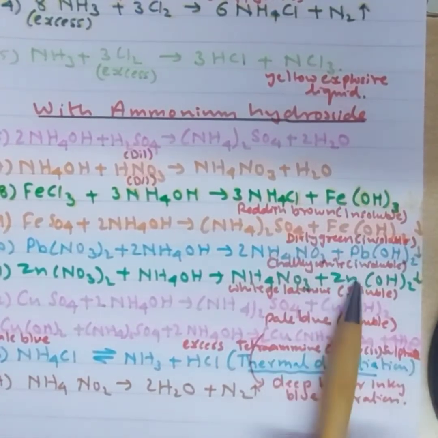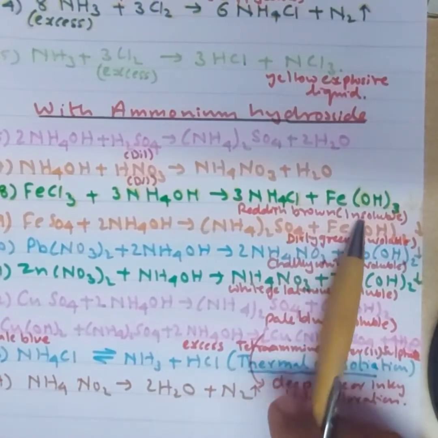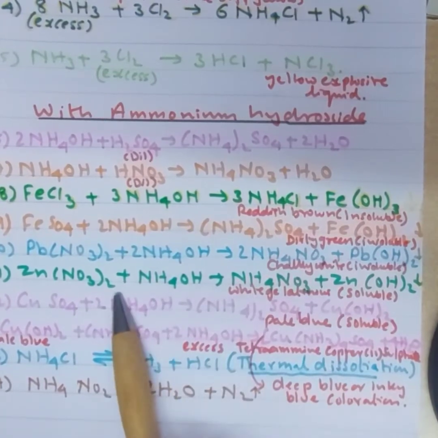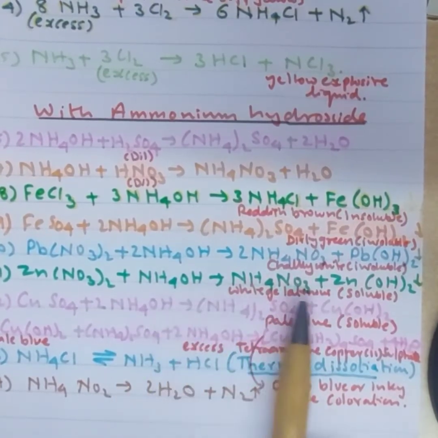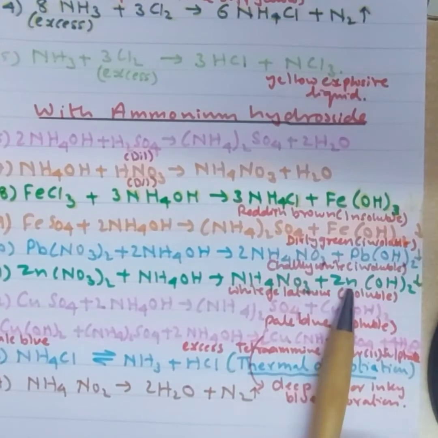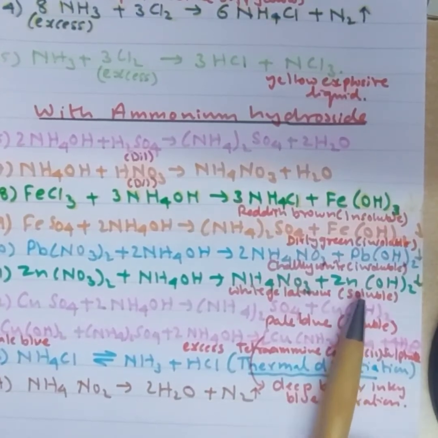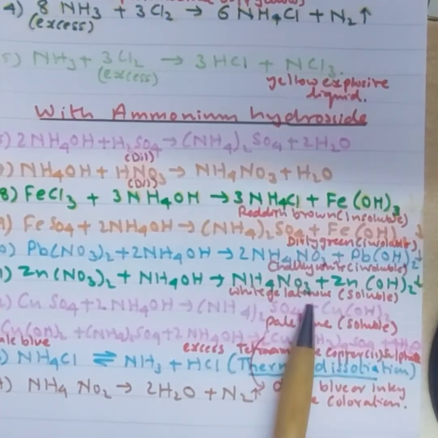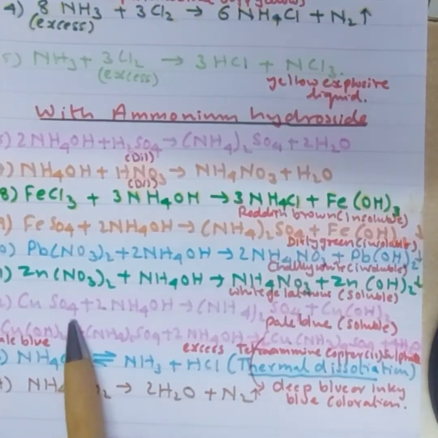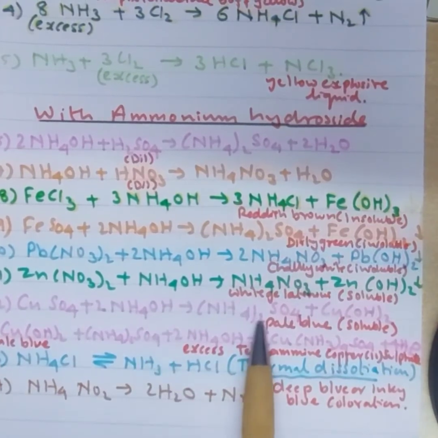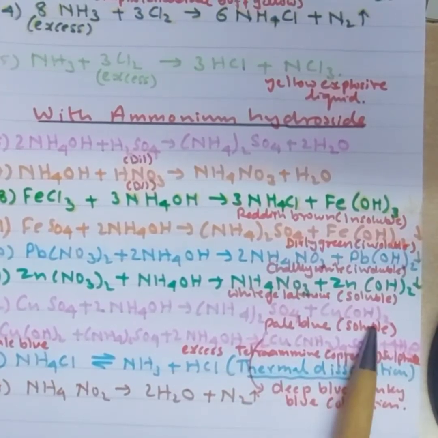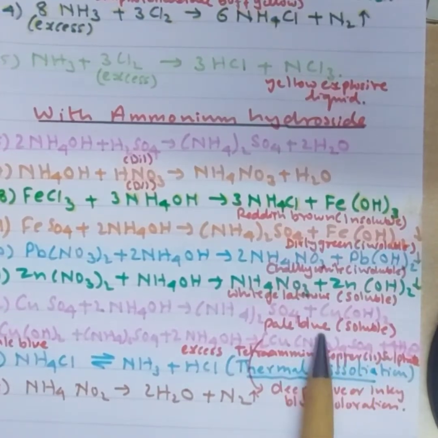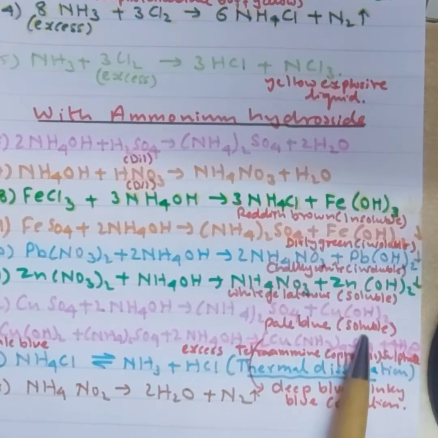So all this while we were studying excess of ammonium hydroxide, it is insoluble, but zinc nitrate, when it reacts with ammonium hydroxide, gives you zinc hydroxide, and this zinc hydroxide is soluble in excess of ammonium hydroxide, and the color of zinc hydroxide is white gelatinous. Then copper sulfate with ammonium hydroxide gives you ammonium sulfate plus copper hydroxide. Now this copper hydroxide precipitate is formed, which is pale blue in color and is soluble in excess ammonium hydroxide.